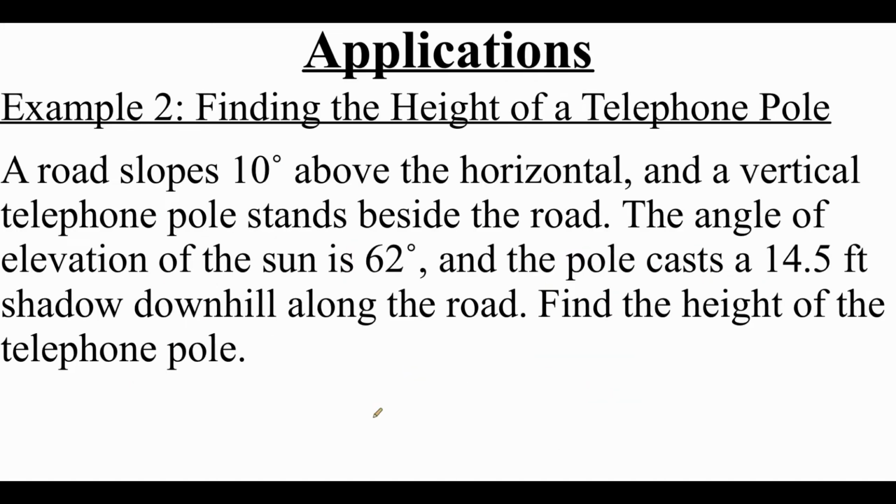In this example, we're going to look at finding the height of a telephone pole. So we've got a road that slopes 10 degrees above the horizontal, and a vertical telephone pole stands beside the road. The angle of elevation of the sun is 62 degrees, and the pole casts a 14.5-foot shadow downhill along the road. We want to figure out what the height of the telephone pole is.